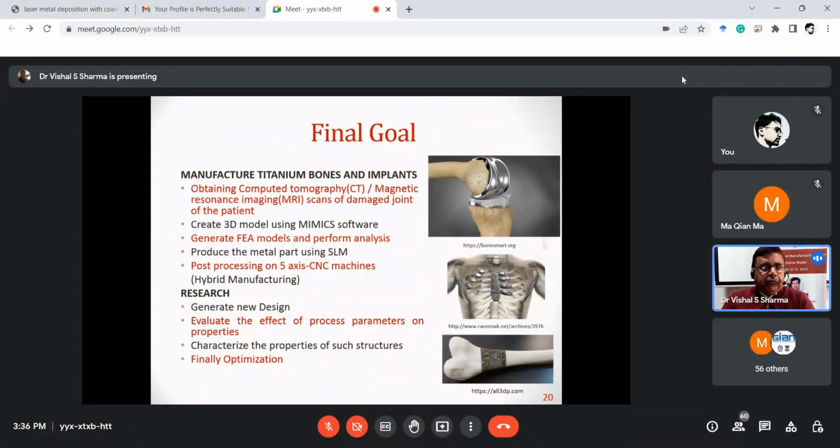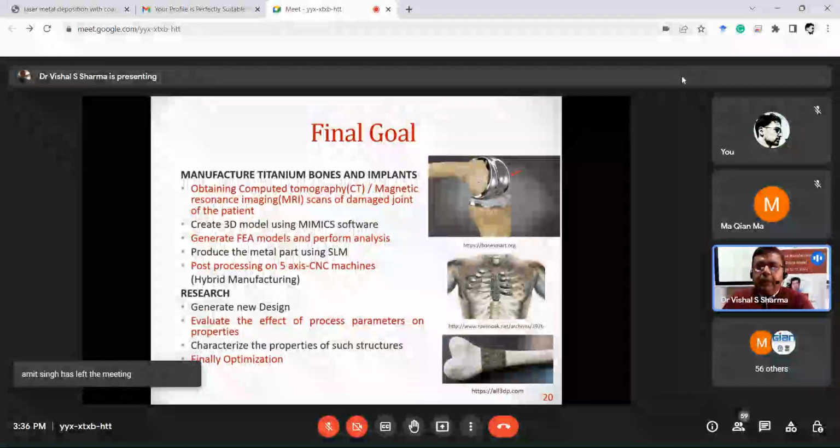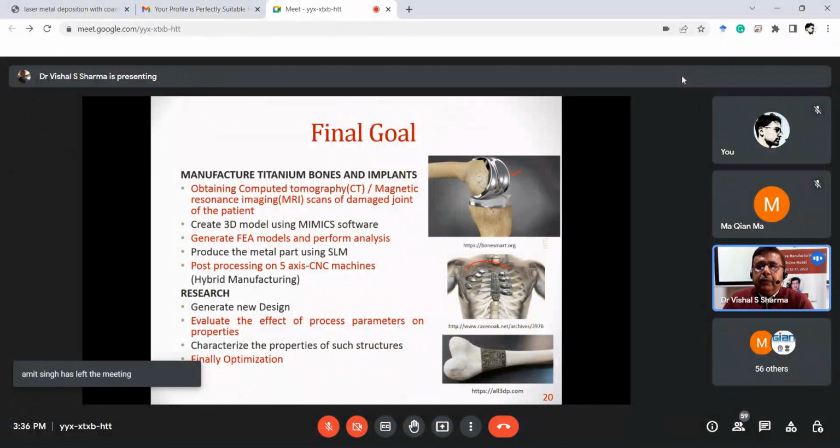Okay, now the final goal for us is, we want to move towards 3D printing of metals, and we want to have body implants like this. And the reason is quite obvious.